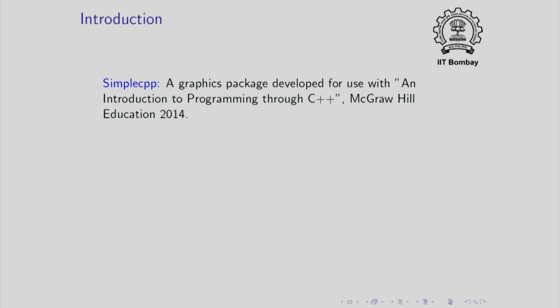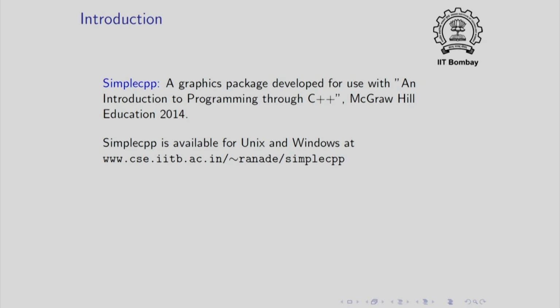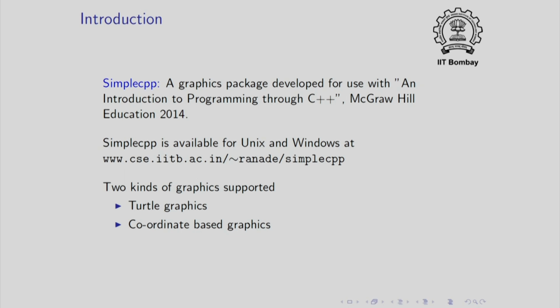Simple CPP is a graphics package developed for use with the book written by me called An Introduction to Programming Through C++, which was published by McGraw-Hill earlier this year. This package is available for Unix as well as Windows at www.csc.iitb.ac.in/ranade/simplecpp. It supports two kinds of graphics, as I said, turtle graphics and coordinate based graphics. Let me say something about turtle graphics.